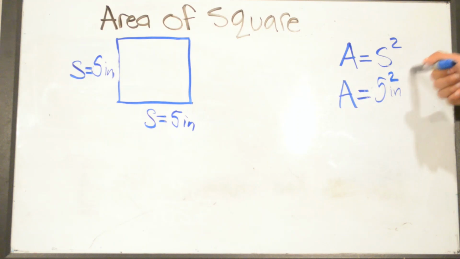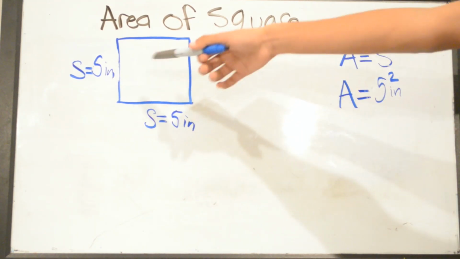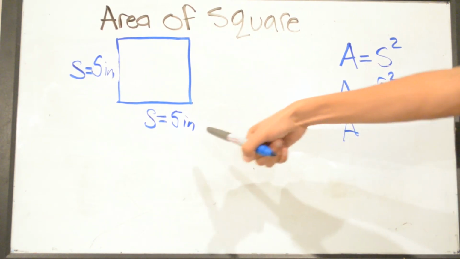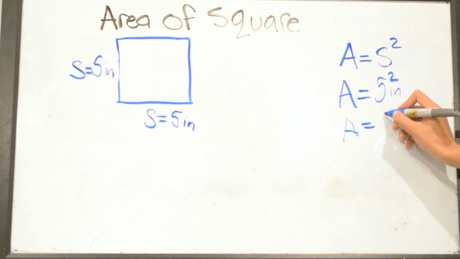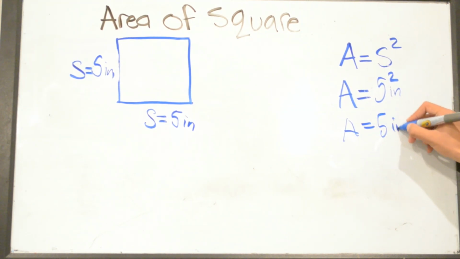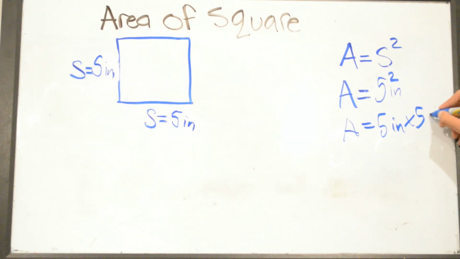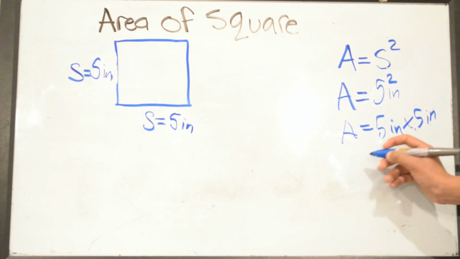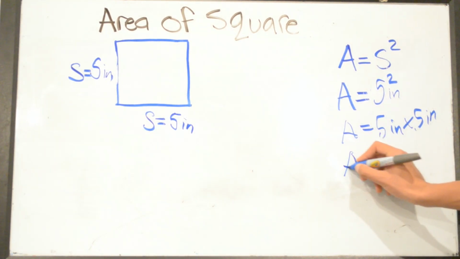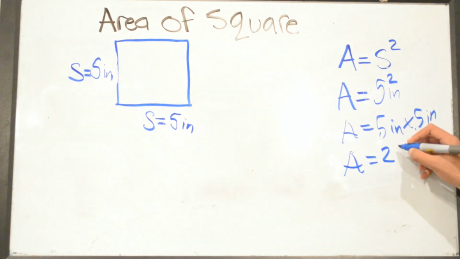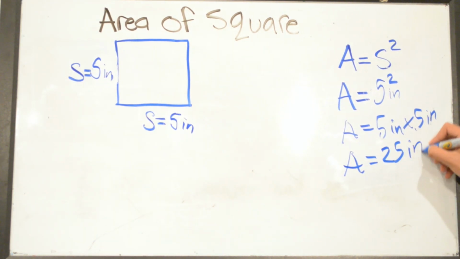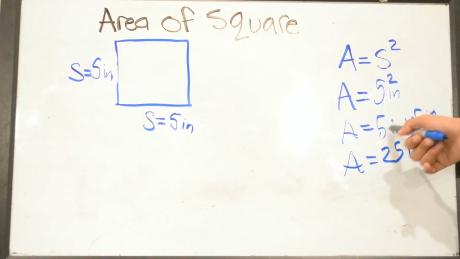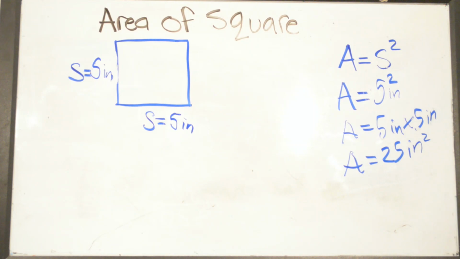The reason why we're writing 5 squared is because there are 2 5's. Now we multiply 5 times 5. Here now we write down 5 inches times 5 inches. 5 times 5 equals 25. 25 inches squared. The reason why our answer is 25 inches squared is because 5 times 5 gives us 25.